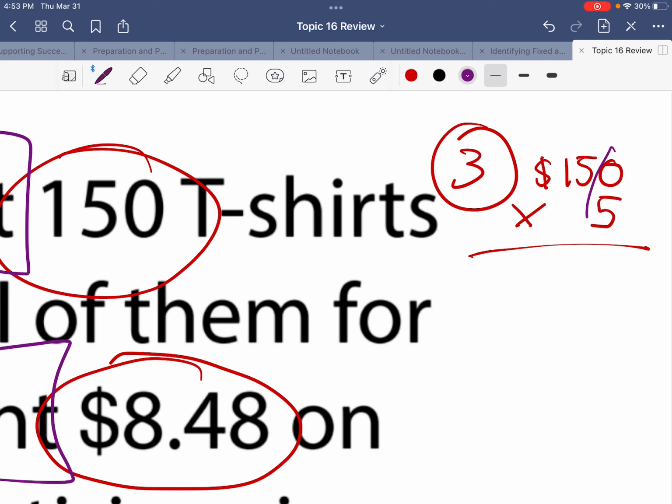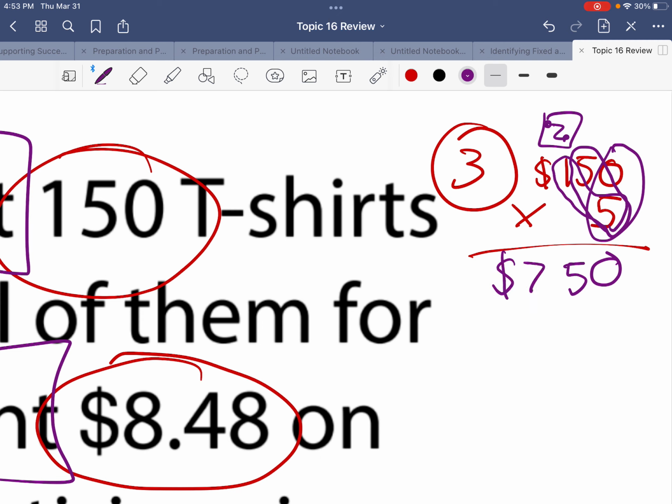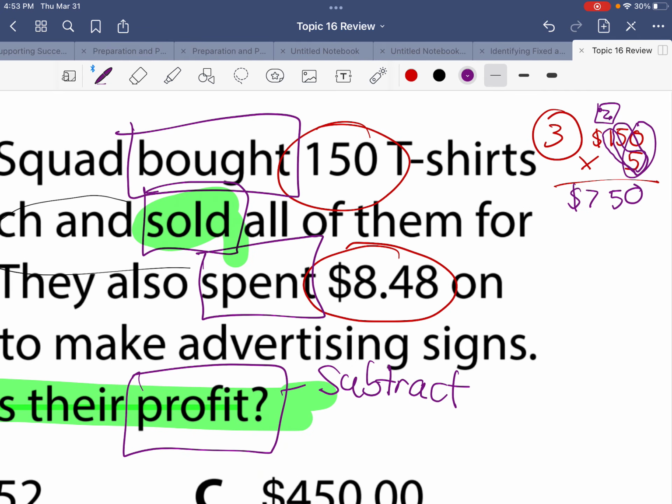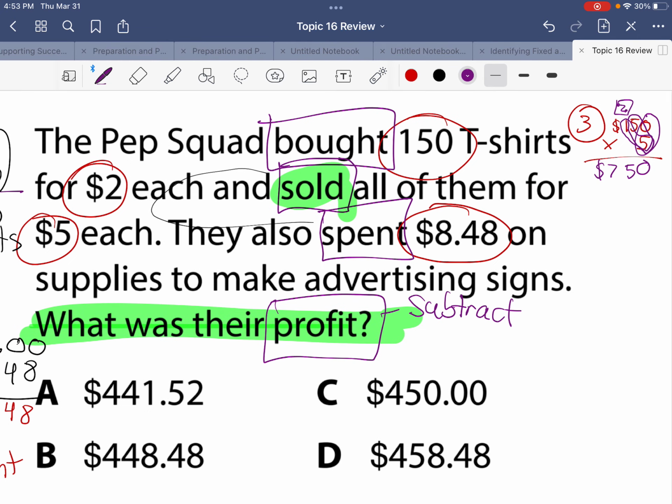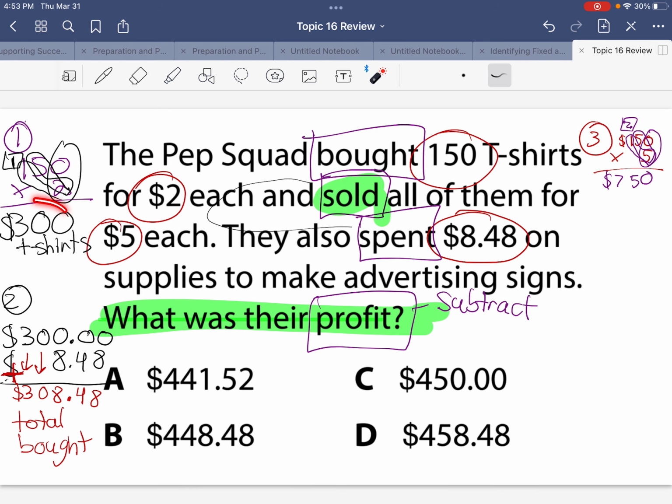Okay? 0 times 5 is 0. 5 times 5 is 25. Bring up my 2. Bring down my 5. 5 times 1 is 5 plus 2, 6, 7. Okay? So they bought all the shirts for $300 and they ended up selling the shirts for $750.